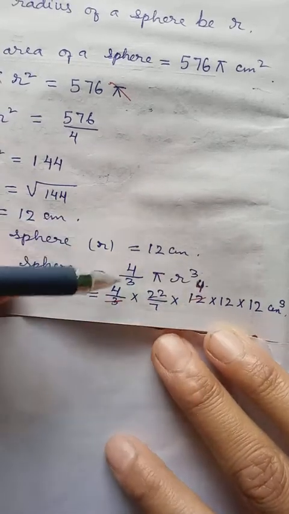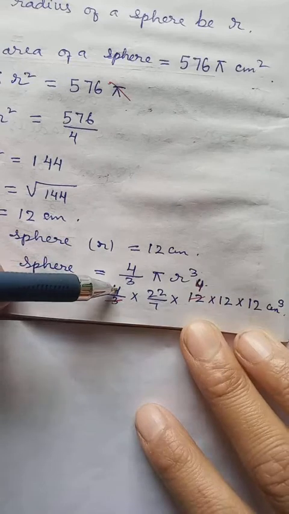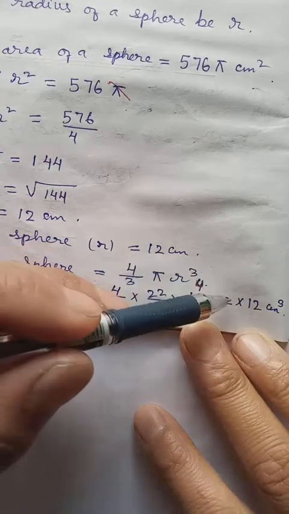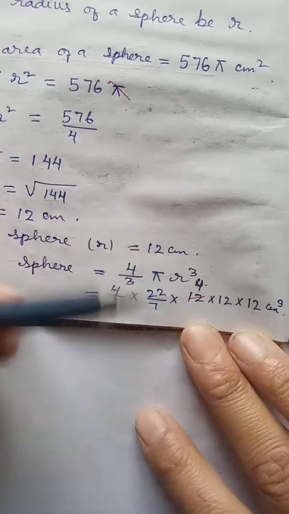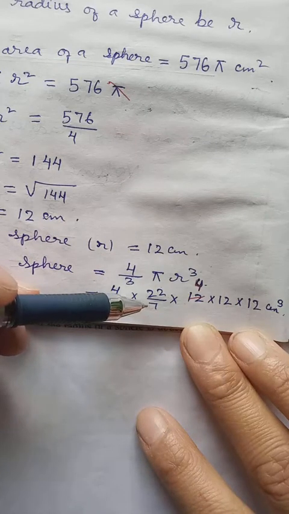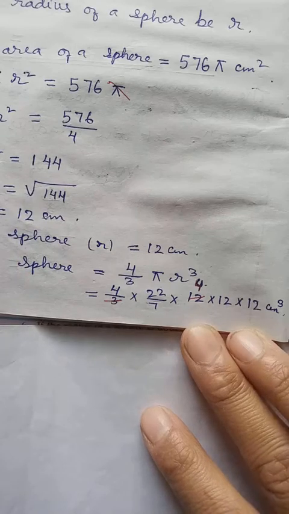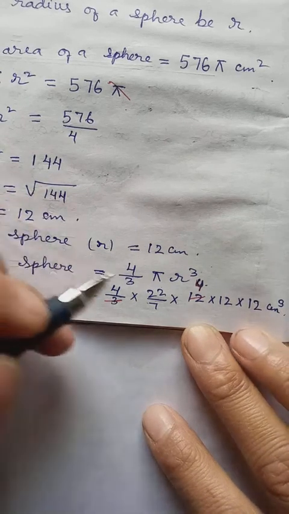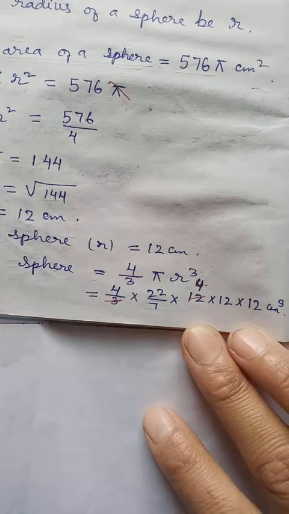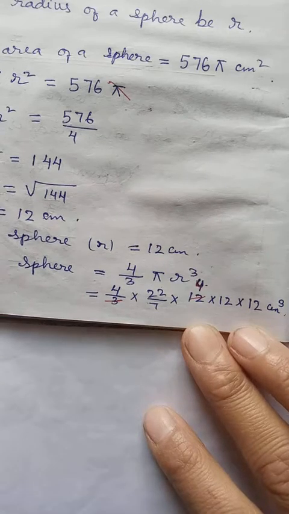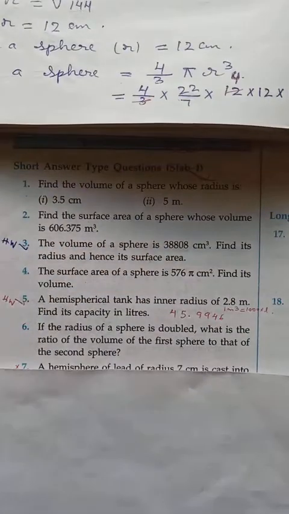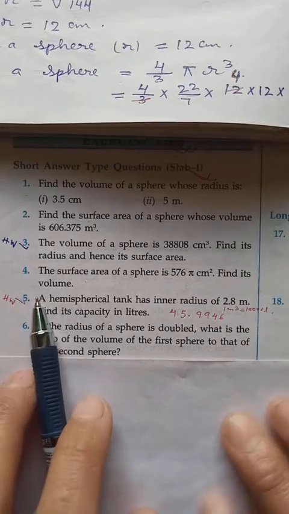7 we cannot cancel. What to do? We multiply 4 with 22, with 4, with 12, with 12. So after multiply, you can divide by 7. If it is not perfect, we cannot divide exactly. You can take 2 numbers after decimal. Please complete yourself. Then next we'll go to the next question, number 5.